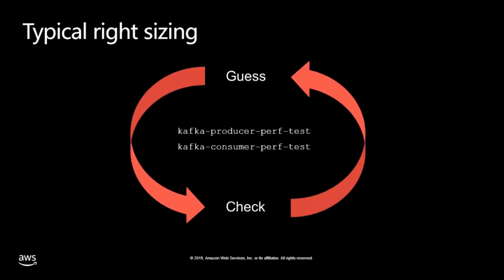Using the results you find online, you'll realize there isn't anything out there that provides you with a starting point for provisioning your cluster. You'll then provision a cluster and enter this cycle of guessing and checking, using Kafka performance tests to see if the cluster can withstand your workload. If it can't, you'll scale the cluster up and try again. If it can, either you found the result you were looking for, or you scale it down, and you might want to right-size it again.